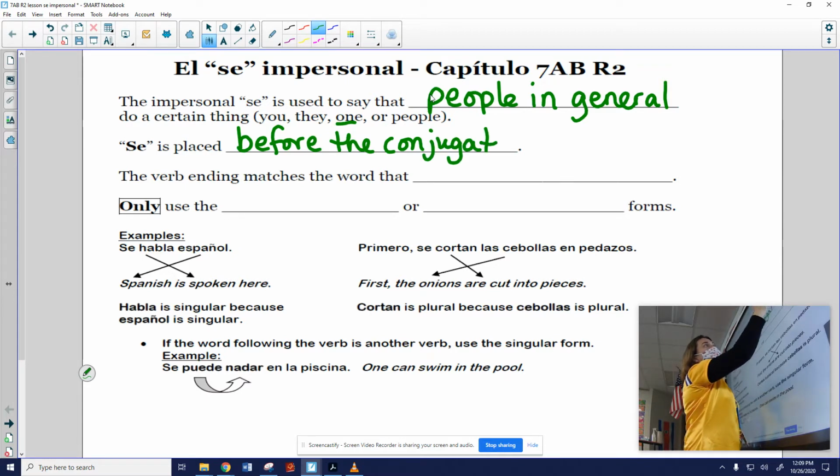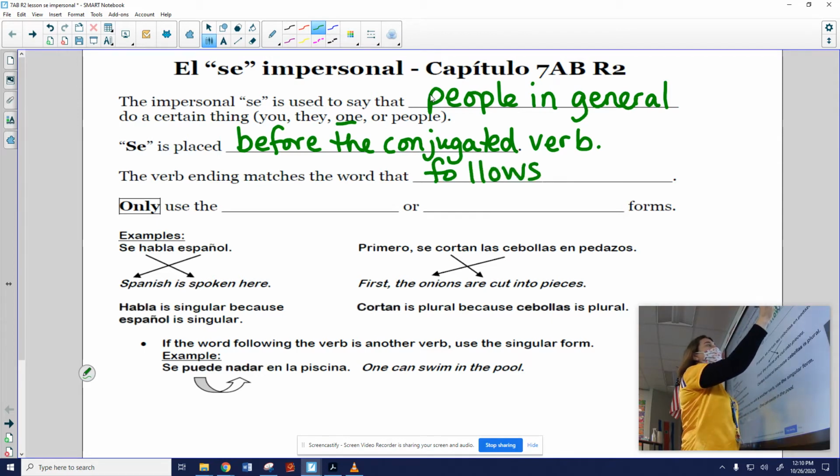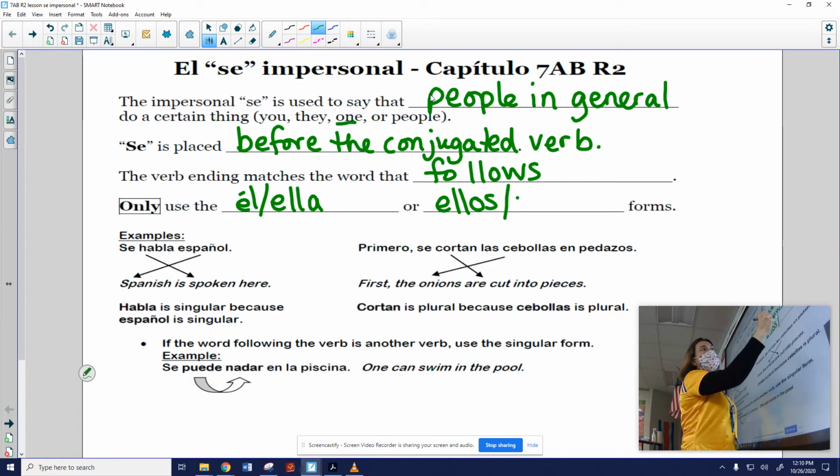Conjugated verb. And the verb ending matches the word that follows. We are only going to use the third person forms of the verbs, either the él, ella form or the ellos, ustedes form. Actually, I'm going to use the ellos, ellas form because we're just using the third person.